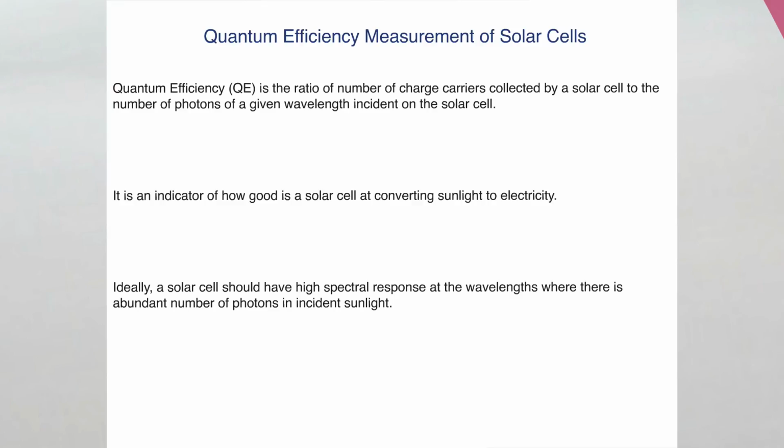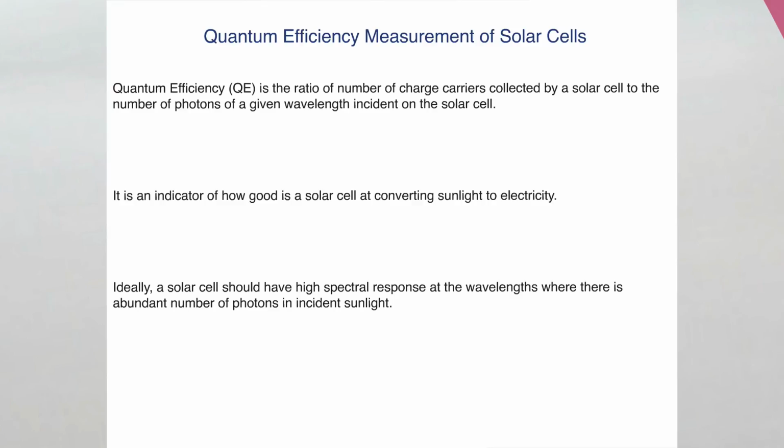Specifically, it's defined as the ratio of the number of charge carriers, which is basically the current, collected by a solar cell, it should really be collected by the leads of the solar cell, so what you can draw out, to the number of photons of a given wavelength incident on the solar cell. So you take one wavelength of light, see how many photons went in, how many electron hole pairs came out. The ratio of that gives you what's called the quantum efficiency. It's an indicator of how good the solar cell is at converting sunlight to electricity.